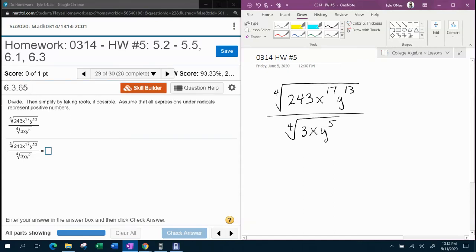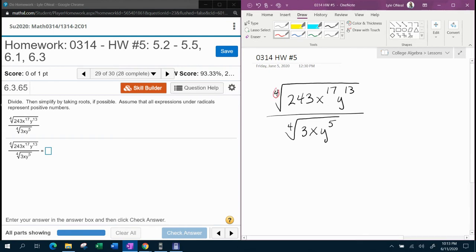Question number 29 from our 0314 homework number 5 in MyLab Math. The instructions say divide, then simplify by taking roots if possible. Assume that all expressions under radicals represent positive numbers. Okay, so what I want to point out here is that we do have a big fraction bar. Remember, fraction bar means to divide.